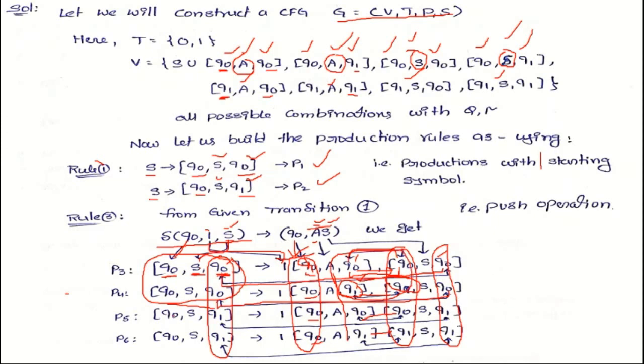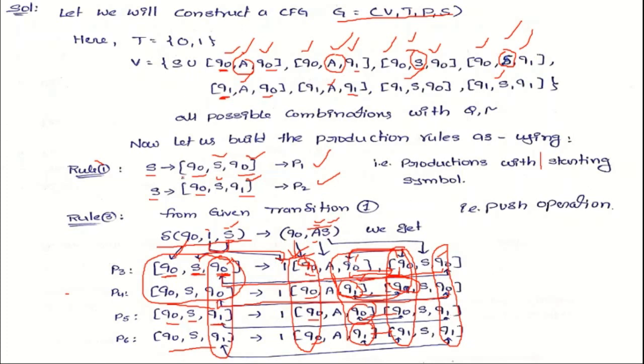In the same way, Q0 is the current state, S is the top of the stack, and the next state is Q1. So here also the same thing, but here it will vary. One time we consider the next state as Q0, another time we consider the next state as Q1. So in this manner we will write the production rules for the push operation.